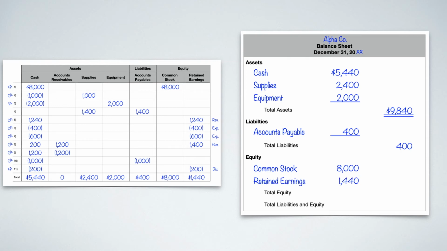Now you can get that in two places. You can get it in the chart that we just did, or from the statement of retained earnings that we just completed. Add that up, that's going to give me a total equity of $9,440. And if I add my liability and my equity up, that's going to give me a total liability and equity of $9,840, which again matches the assets, so we know that our accounting equation is equal. That's a positive.